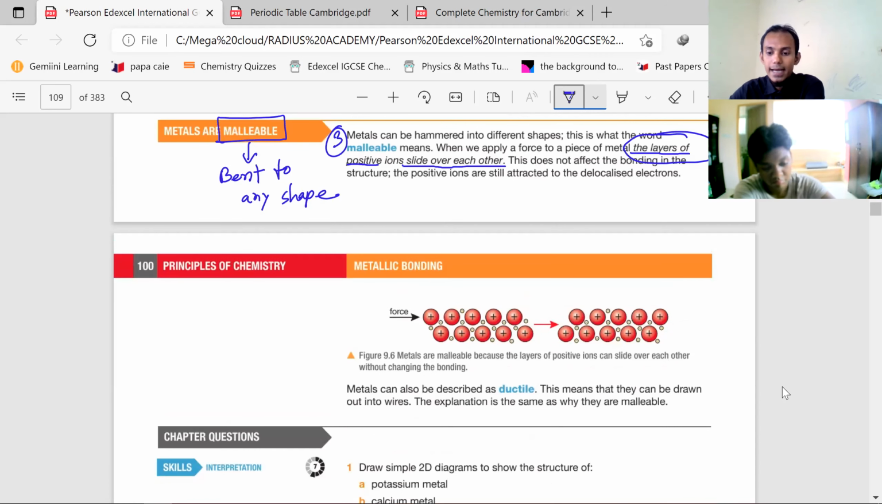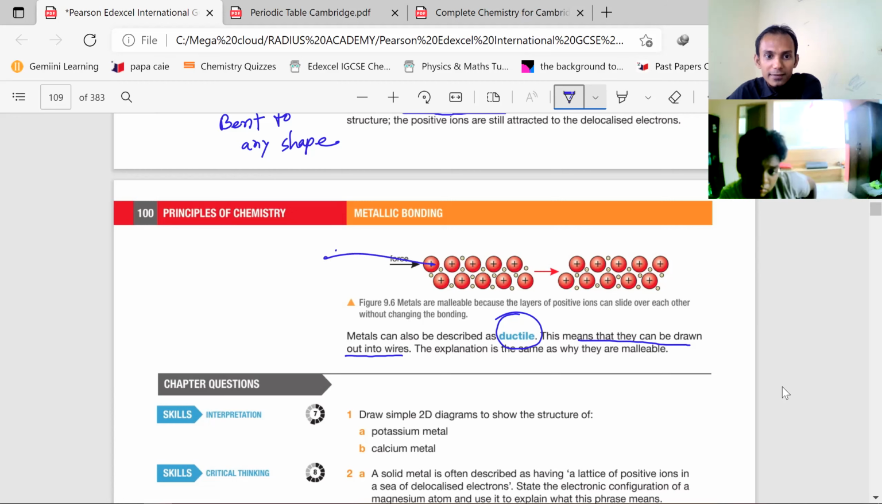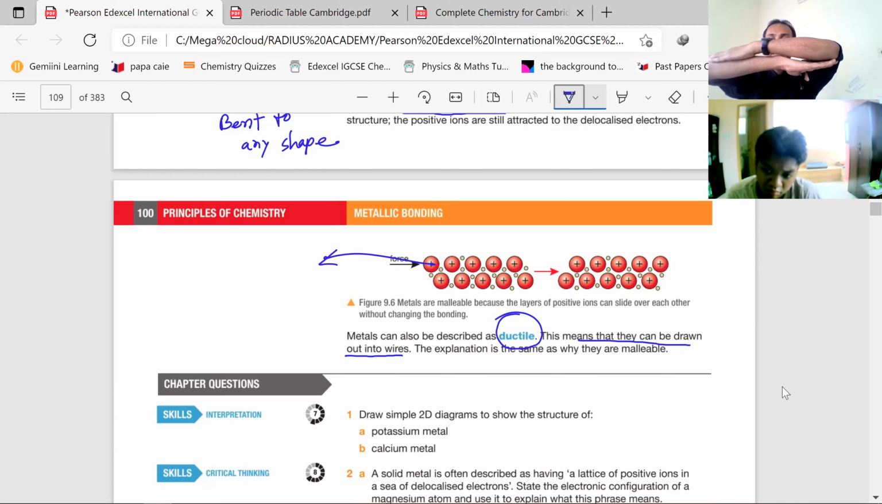And the next one is ductile. Ductile means you can make wire from them. You can pull them into wire. So for example, instead of forcing this, if you pull a layer, these are two layers. If you pull it, it will be a straight line, right? And this is your copper wire. Pulling is another kind of force, right?